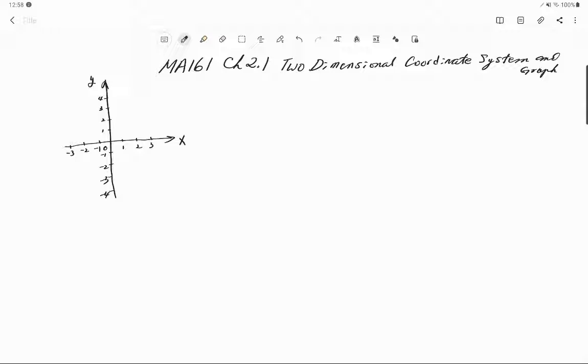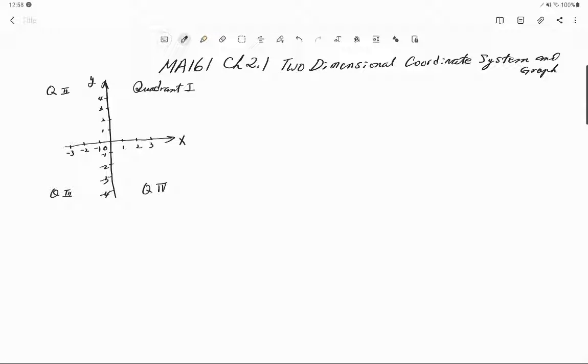Okay, so the plane, this is the paper, let's say this is two-dimensional paper. This plane is divided into 4 sections based on the x-axis and y-axis. The upper right corner is called quadrant 1. As you go counterclockwise, the upper left corner is called quadrant 2. And this is quadrant 3, and the fourth one is quadrant 4.